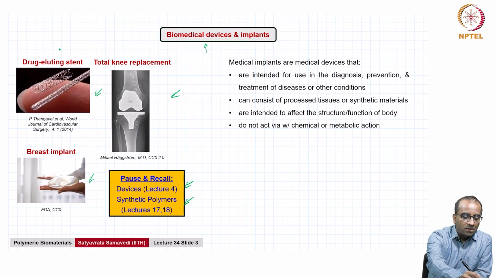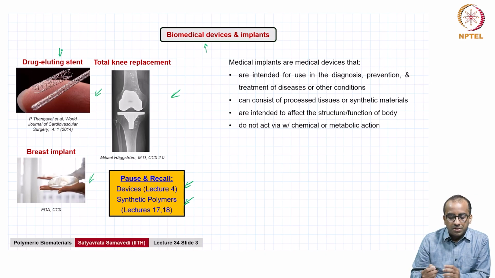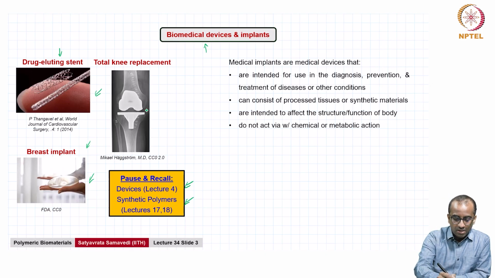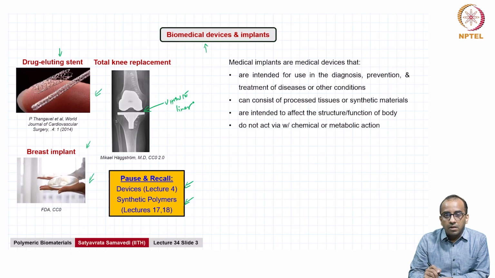One is a drug-eluting stent, the other is a total knee replacement device, the third is a breast implant, all of which use synthetic polymers. For example, the drug-eluting stent has a proprietary polymer coating that releases a drug to prevent restenosis. The total knee replacement, as you might recall, has an ultra-high molecular weight polyethylene liner that's used as part of the device. And of course, the breast implant has silicone based materials.